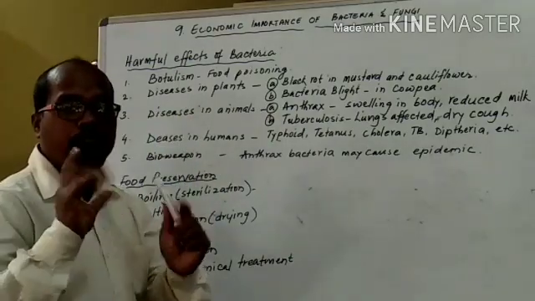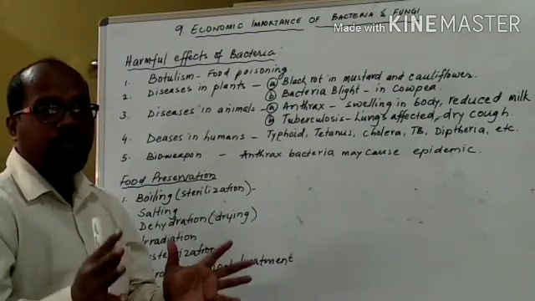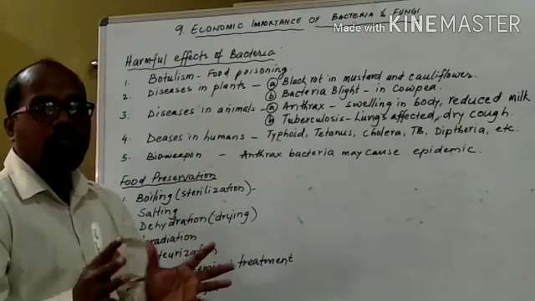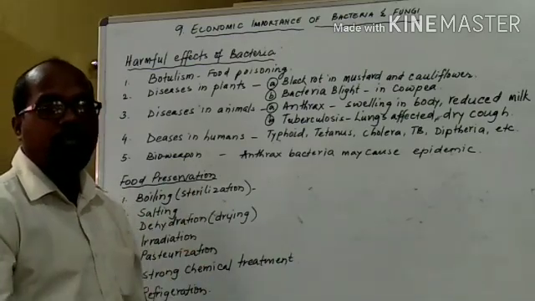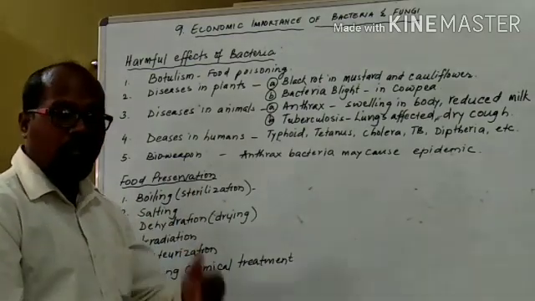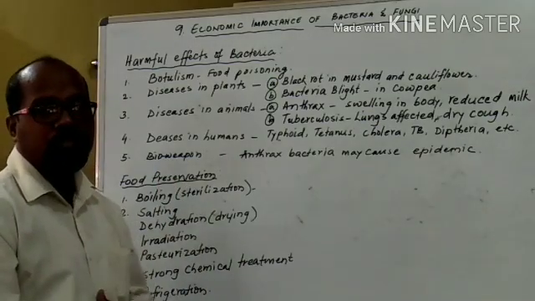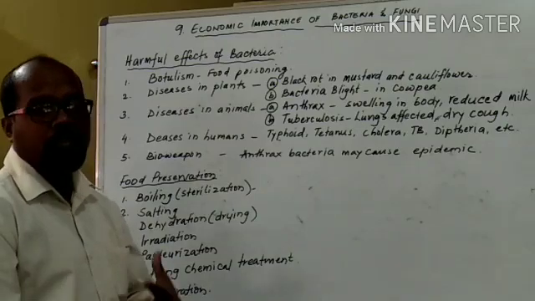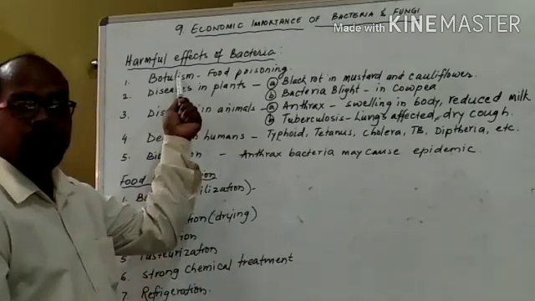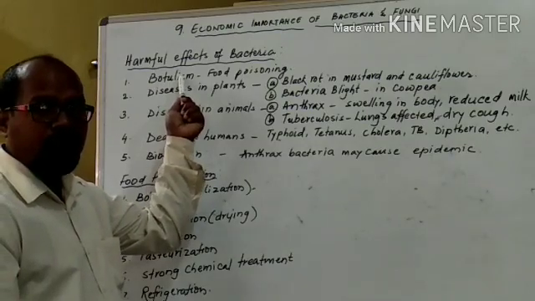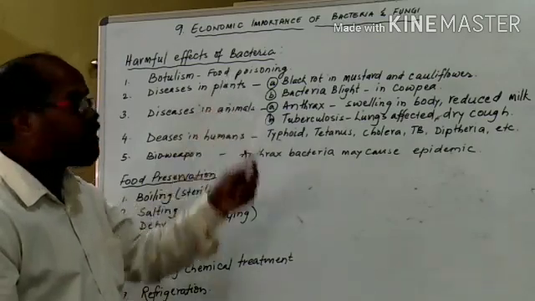Botulism is food poisoning. If we keep the food open for a long time, it spoils. Bacteria act upon the food and spoil it. And when we eat that food, we are poisoned. We will have stomachache, diarrhea, and so on. So it's a very common harmful effect of bacteria, botulism, in other words, food poisoning.